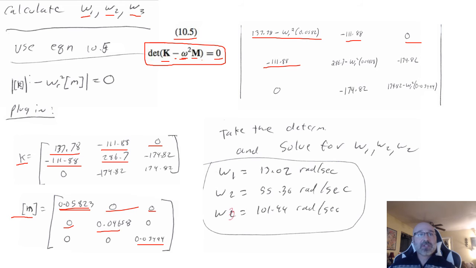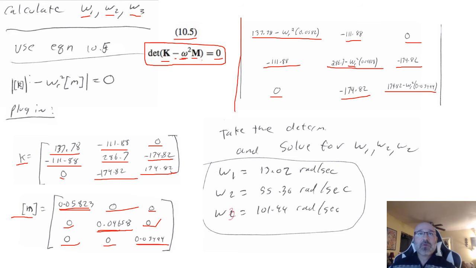We have 286.7 minus omega squared times 0.4658. We end up with this relationship because we have an omega squared multiplied through that as well. Then we have negative 174.82 minus our 0 term, which is negative 174.82. Now we go down to the bottom row: 0 minus 0 is 0, and negative 174.82 minus 0 is negative 174.82. Lastly, negative 174.82 minus omega squared times 0.03 is this right here. So now we come up with this matrix.